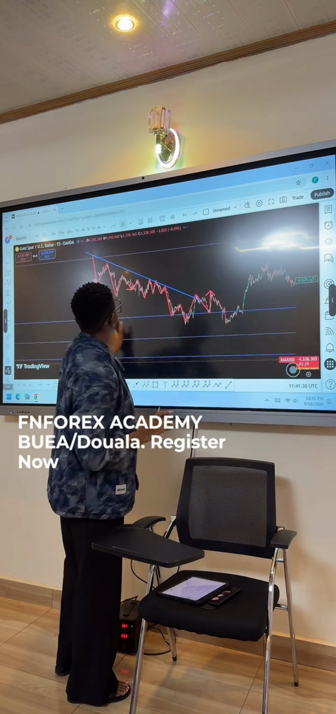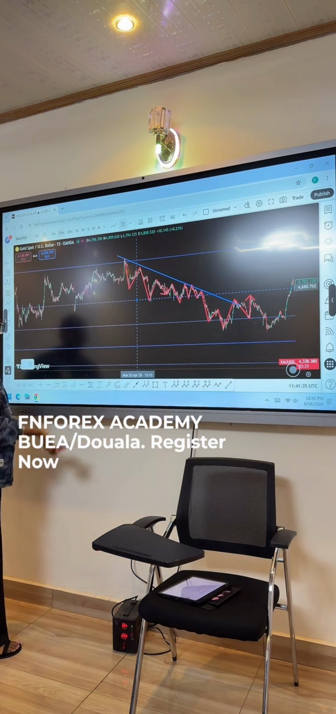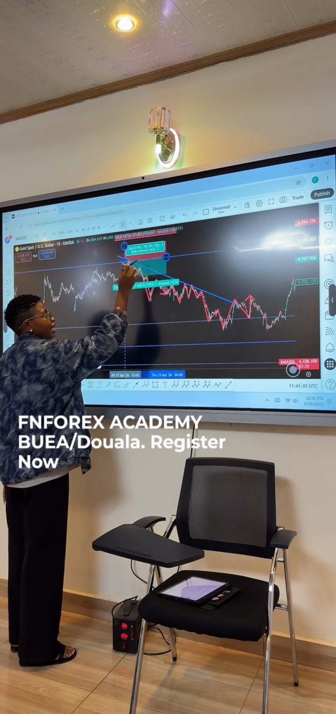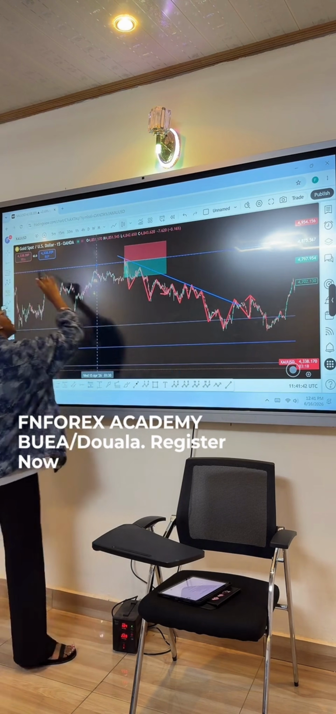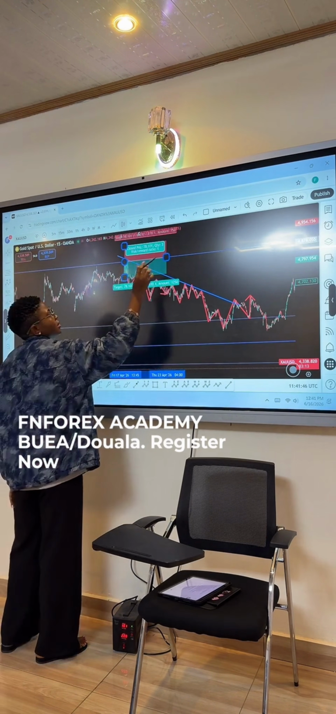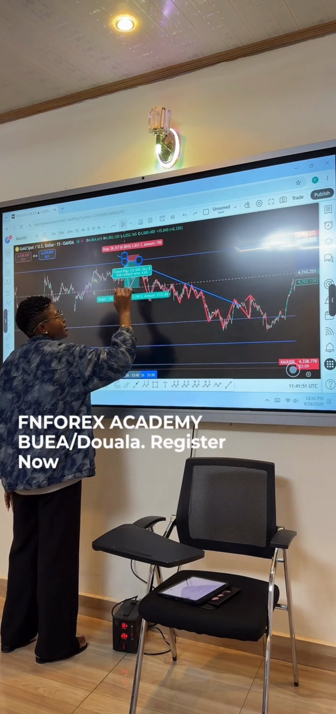Downtrend here. We have the sell. So you take the short. You want to sell on the lower high. Stop loss slightly above the trend line. TP at the next lower low. Just like that.